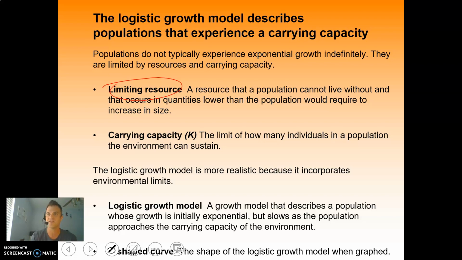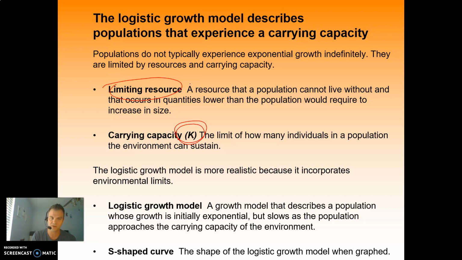Classic example, of course, is food. All right. The carrying capacity, which gives you this constant K, is the limit. That's how many individuals in a population that environment can sustain. You can't go above the K and survive. You can go above the K, but there's going to be a population die-off. So the logistic growth model is more realistic than the exponential growth model because it incorporates those limits, that K.